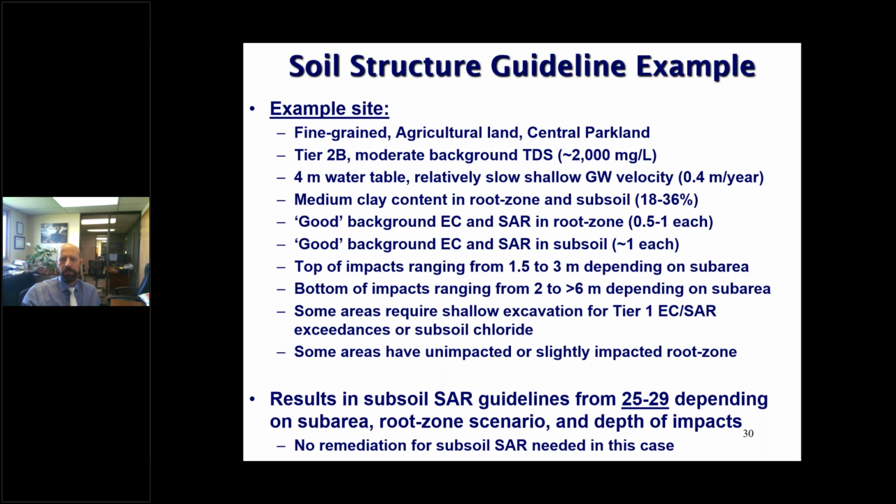SAR in subsoil is much less of a risk than SAR in the root zone. So it makes sense that guidelines are much higher than tier 1. And for this example site, it would be saying that no remediation for subsoil SAR is needed once the chloride remediation is done.